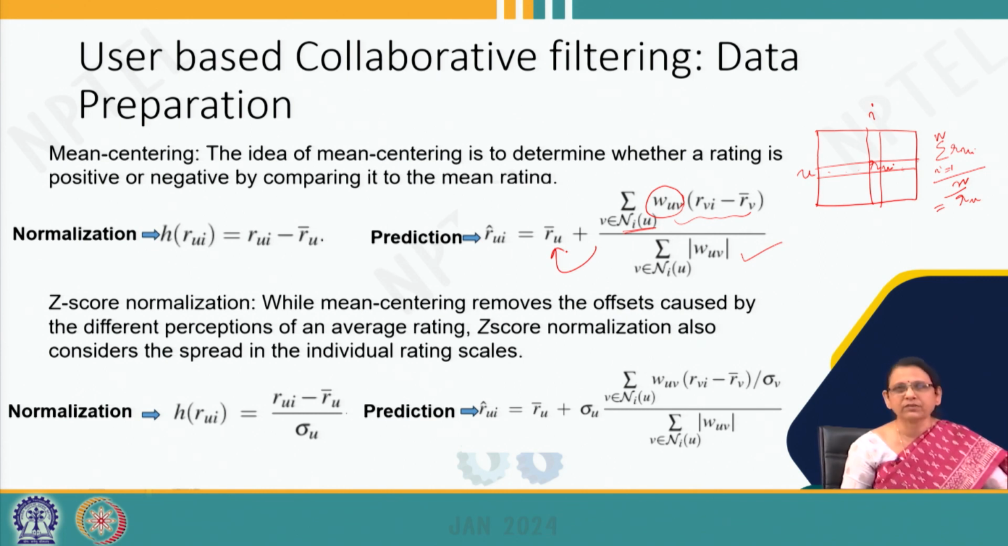Suppose you do not mean center it, it is also possible that you do not mean center it. So, if you do not mean center it, then you do not have to add this part. Your prediction can be done through this only. So, whatever transformation you do at the time of data preparation, that has to be taken care of at the time of prediction as well.